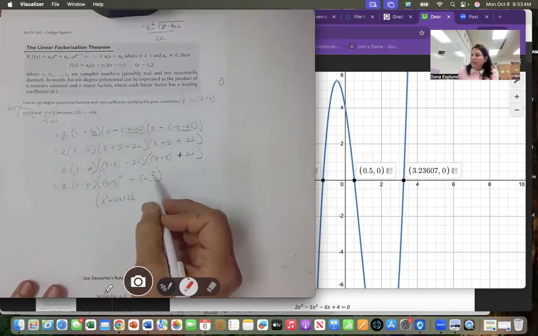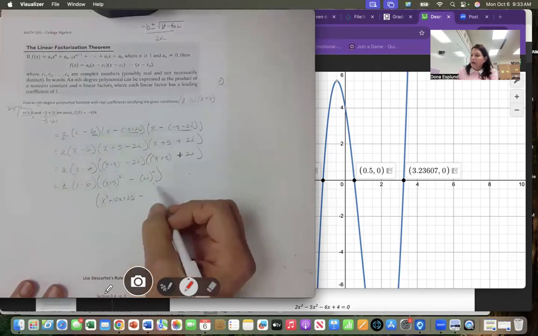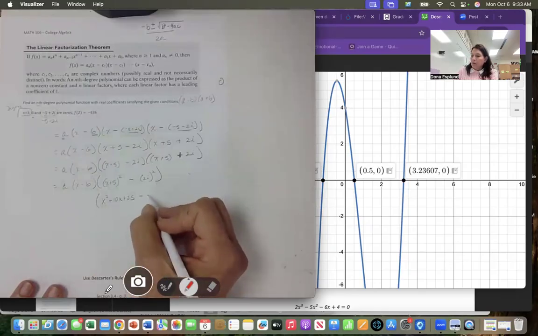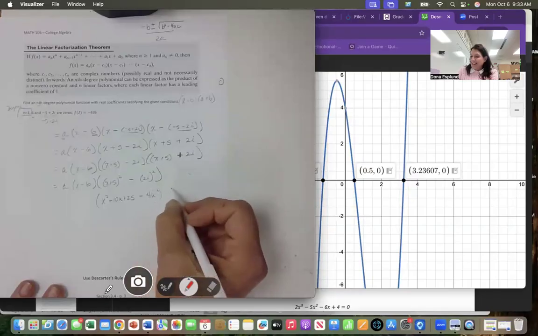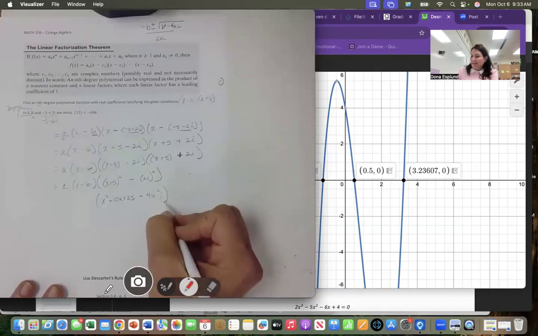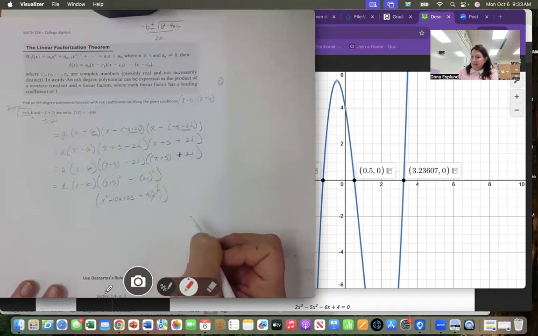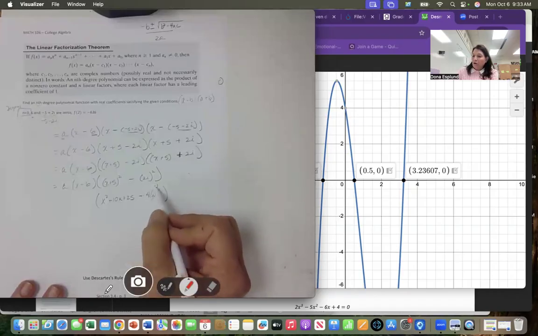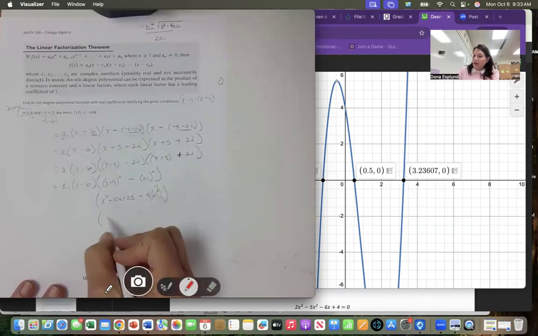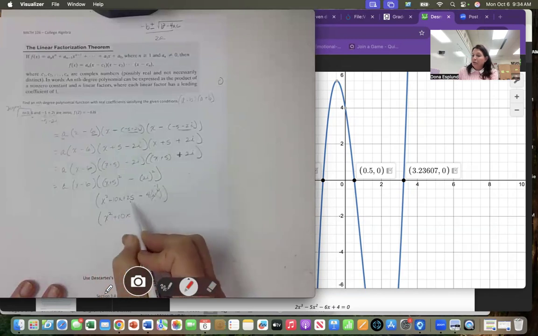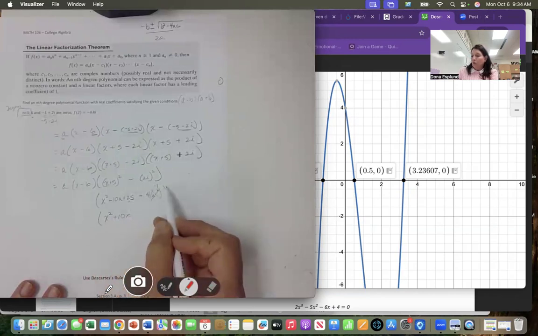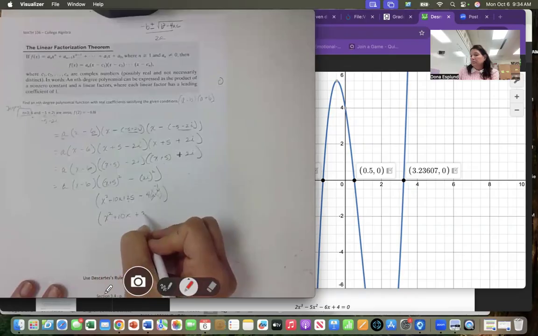And then I know that on this one, I can go minus, then I've got 2 squared, which is going to be 4i squared. But this i squared is going to change to a -1, isn't it? So that's going to be -4 times -1, which is going to be a +4. So right here, I have x squared plus 10x. I'm going to have 25 plus 4, or 29.